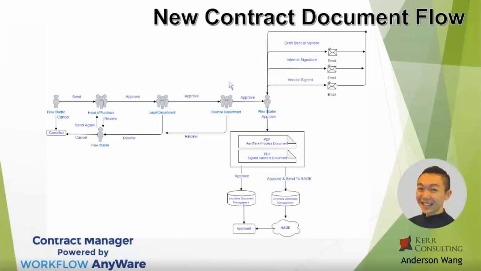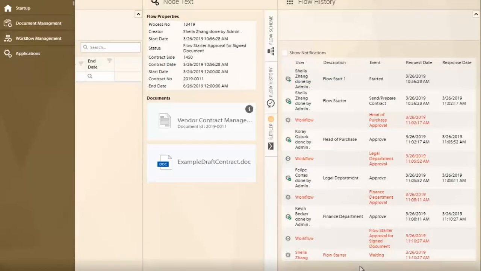So that was our finance department. That is where we left off. Kevin Becker approved the documents as well. He felt that everything regarding the finances of our contract in this demonstration is good. Now it goes back to the flow starter. The flow starter is Sheila Zhang. So let me go back. And that is reflected in our system as well. Rather, I should say, what's in the system reflects our diagram, right?